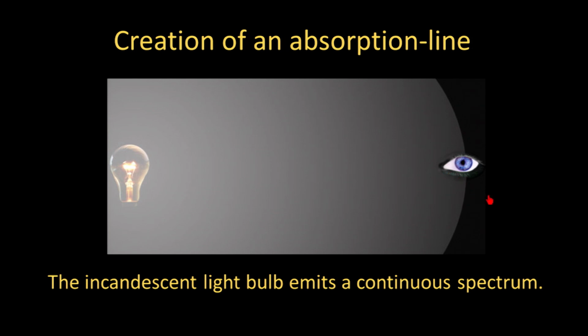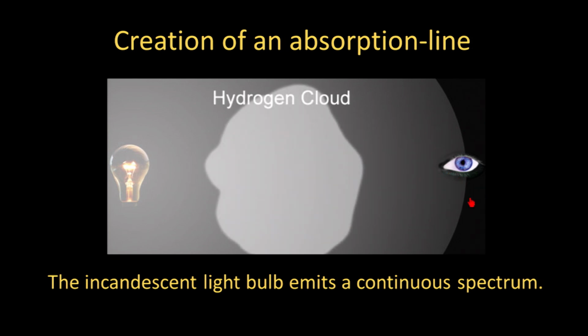Now we're going to introduce a cloud of hydrogen gas, and even though we can't see them because they're very small, this cloud is composed of countless numbers of hydrogen atoms. And to make life a little bit easier, we're going to take one of those hydrogen atoms and make it big enough for us to see.